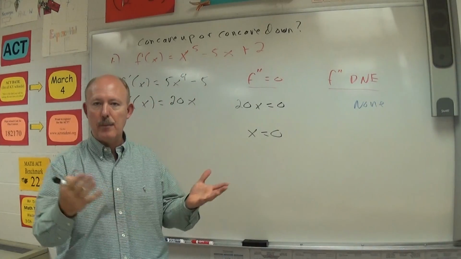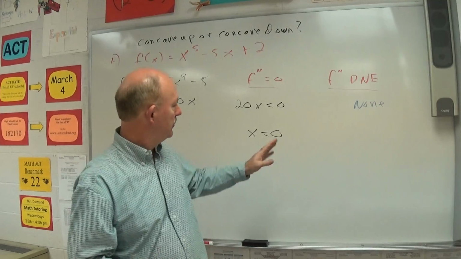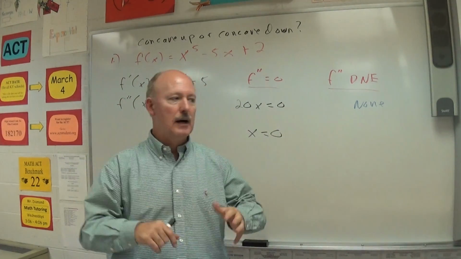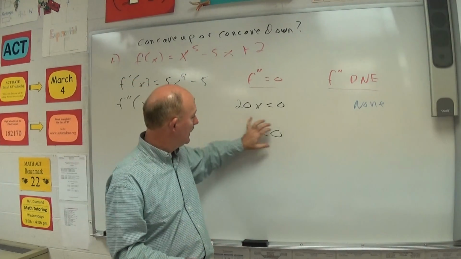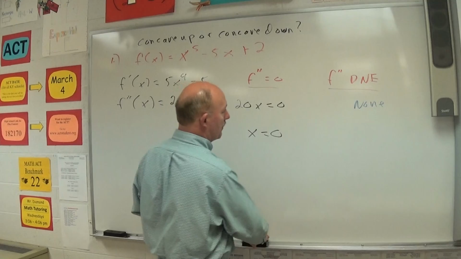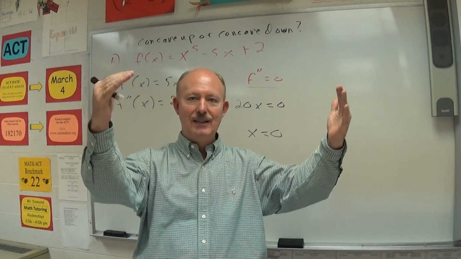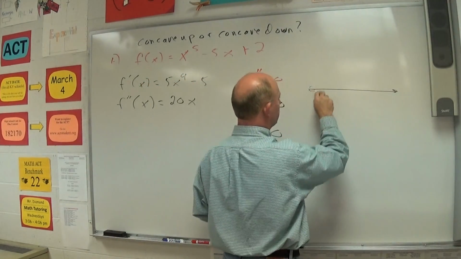Now to get the y value, I'm not going to get the y value, but to get the y value, you'd have to take this x value and plug it back into the original function. So let's see. Now what I'm going to do, I'm going to put the x equals 0. I'm going to fix me up a little number line that kind of describes the relationship between the second derivative and the original function.